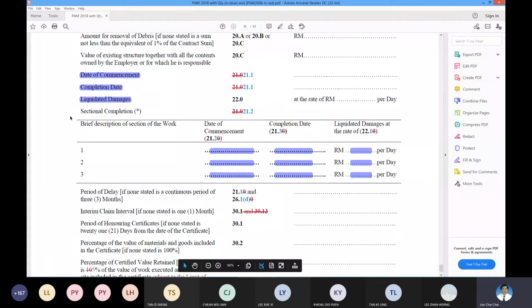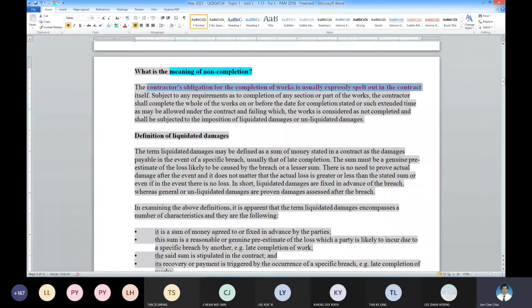So a project usually has this type, or sometimes has this type, depending on what project they're having, and also always there is a figure. Without this figure, LD is invalid. So this is how it's expressly stated here, expressed in the contract appendix under your PEM. Okay. So to complete the whole of the work on or before the date of completion stated. So that is the day they stated. It is on or before, or sometimes under a valid extension, such extended time as may be allowed under the contract. It means a valid extension of time given.